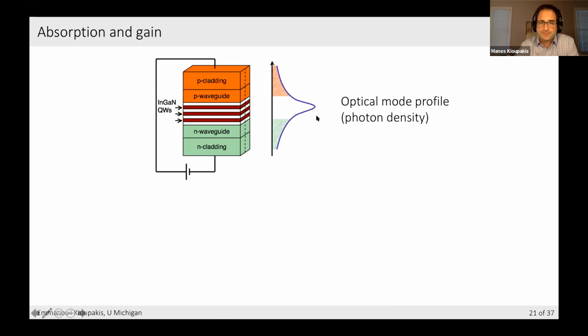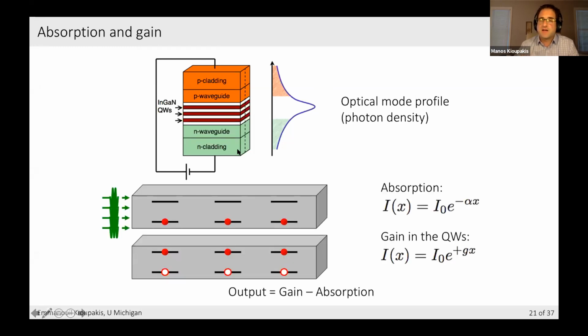However, your photons do not live entirely in the quantum wells that get amplified. Instead, their optical mode profile, the electric field profile, extends into the P-type and N-type regions as well. And that's problematic because that's where light can get absorbed. Okay. So again, the equation for absorption in the Beer-Lambert law tells us that as the light propagates through the material, it gets absorbed by electrons.